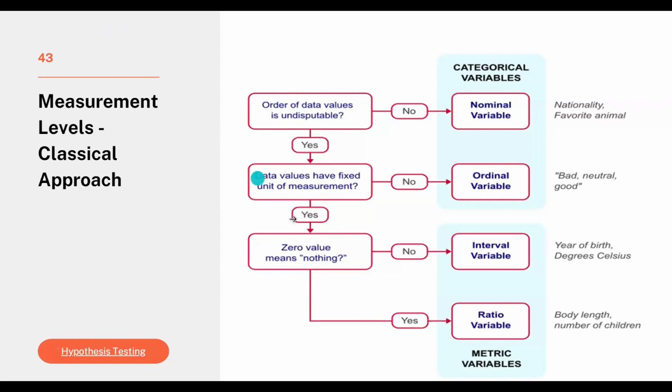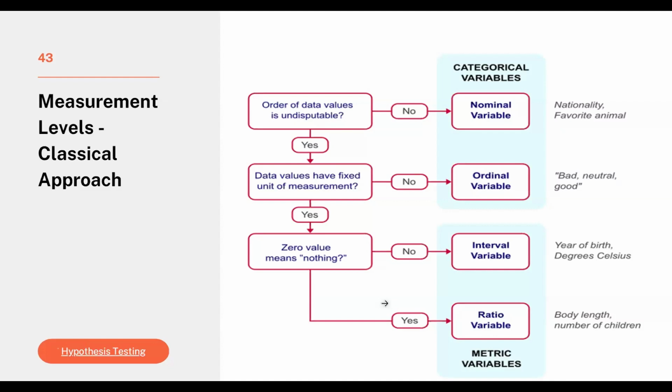Then we have to check if the zero has a meaning. If the zero has a meaning, it's called a ratio variable. The ratio variable is more or less similar to the interval variable, but has a true zero point, which means that zero indicates the absence of the quantity being measured. With a fixed unit of measurement, like interval data, ratio data has equal intervals between the values, and all arithmetic operations can be done. But a zero value means nothing, or absence of the quantity.